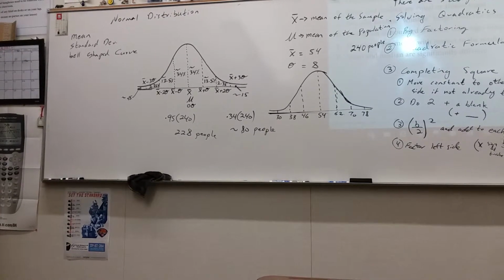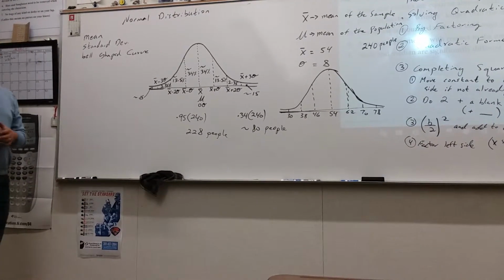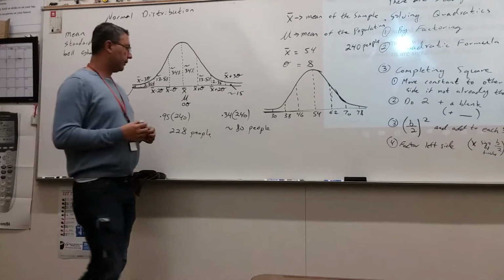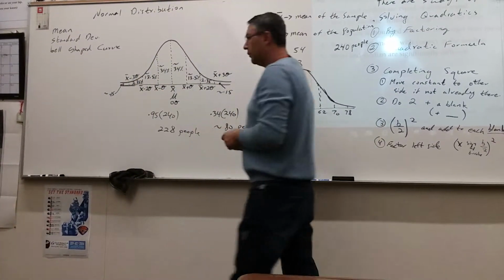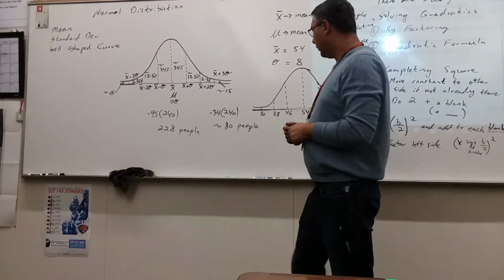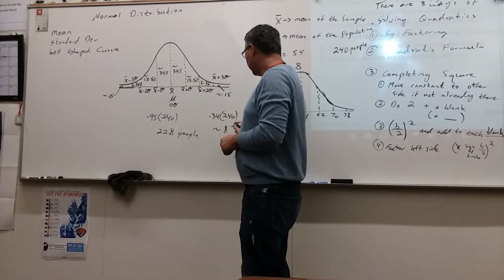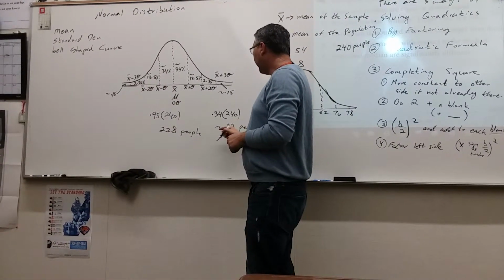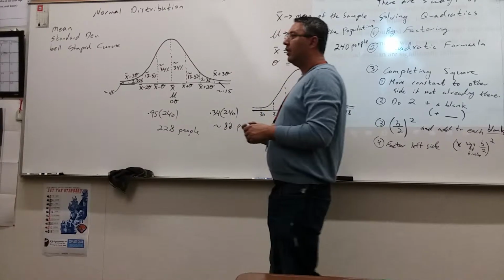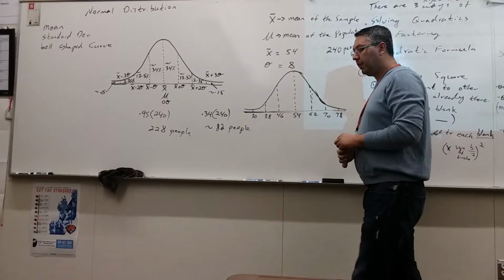Does anybody have any questions for me? Yes? So when you multiply the 0.34 and 240 and you get like 81.6, you don't want us to round up to 82? Oh, I thought I heard 80. Oh. And then it's approximately 82 people, because you can't have 81.6 people.